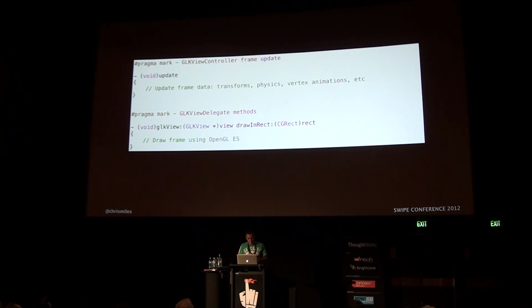Then, shortly after that, the glkView:drawInRect: method will be called. Again, this is 60 frames per second or however much you've got your timer set up for. And that's where you perform your actual OpenGL drawing. And obviously we're going to fill these methods out as we go.